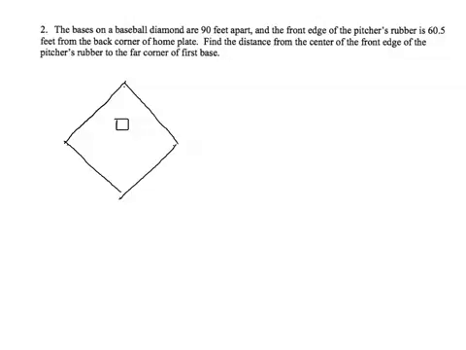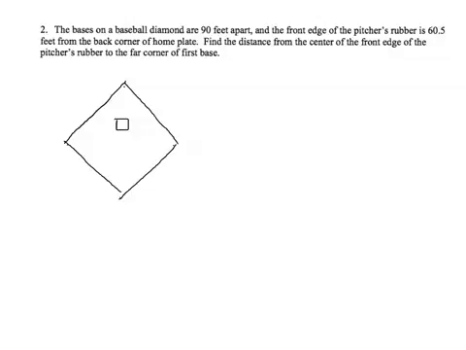So in example 2, we're going to look at a baseball diamond. The bases are 90 feet apart, and we're going to look at the front edge of the pitcher's rubber. That's where the pitcher stands when he is throwing to home plate. And they tell you that that distance is 60.5 feet from the front edge of the pitcher's rubber to the back corner of home plate.